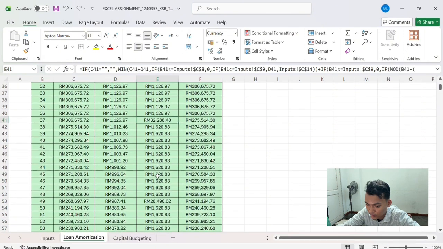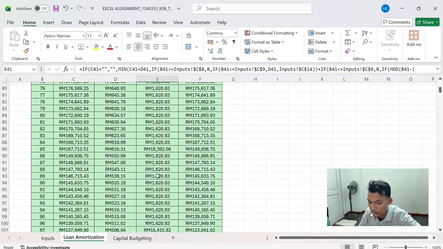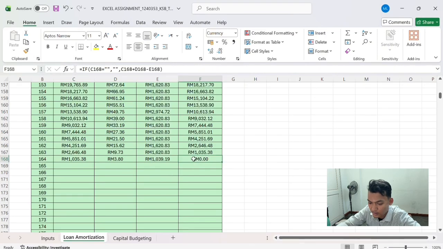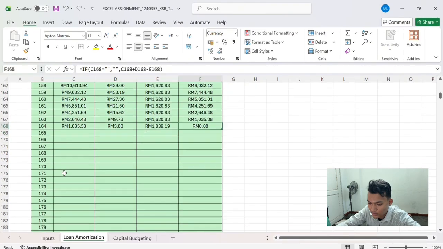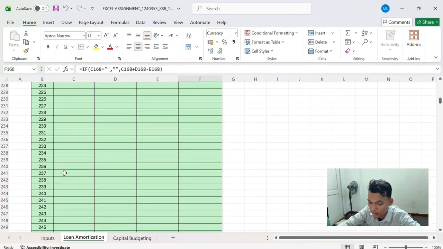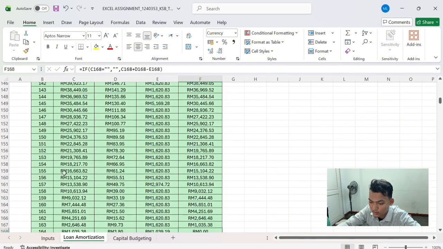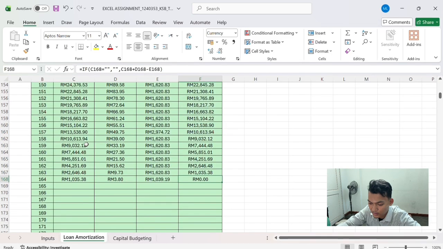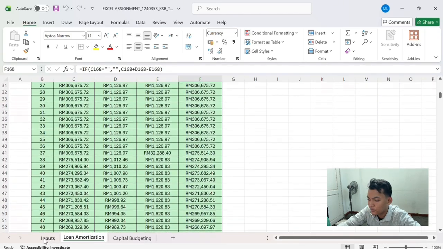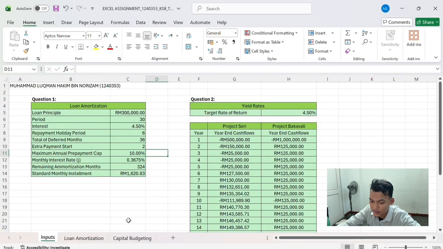But starting from month 37, the extra payments begin, and as we go down, the payments end at month 164. That is the minimum possible financing that both Amir and Sarah can make.